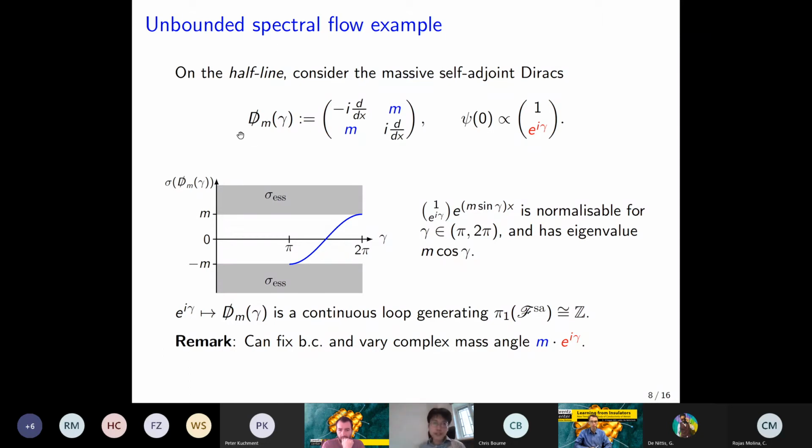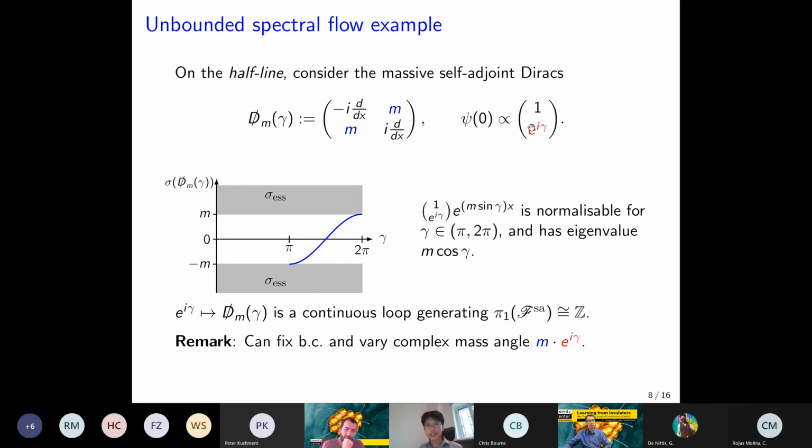Okay. Now, if you run through this family of self-adjoint Dirac operators, you find that, of course, the essential spectrum doesn't change. It's the usual spectrum of the Dirac operator with a mass gap. Right. But for half of the values of the boundary conditions, you have an eigenvalue, and the eigenvalue actually flows from the negative energy states to the positive energy. You can solve for it exactly. So this is actually a loop of unbounded self-adjoint Fredholm operators, which generates the fundamental group of the self-adjoint Fredholm operators.